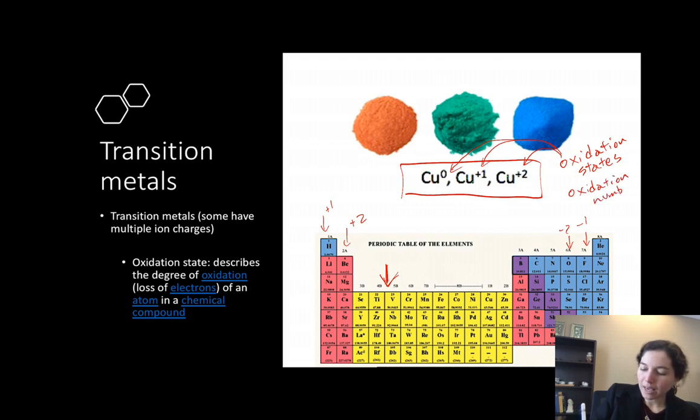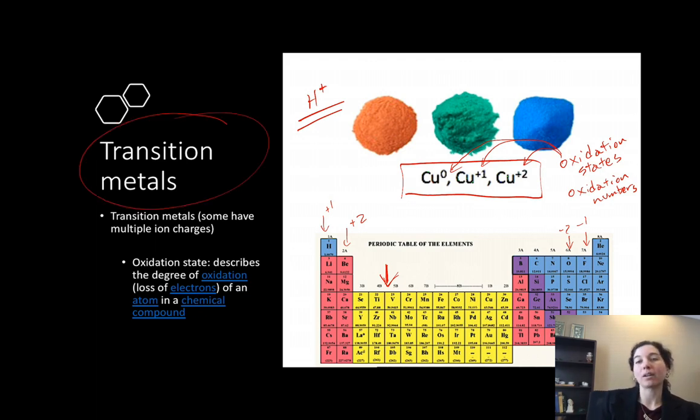Now, if you're looking at an atom that has only one possible charge, it's just a regular ion, okay? This doesn't have more than one oxidation state. That is the only oxidation state of your hydrogen, okay? So please don't get these mixed up. Only your transition metals will have more than one oxidation state.